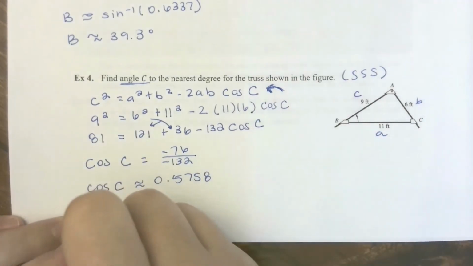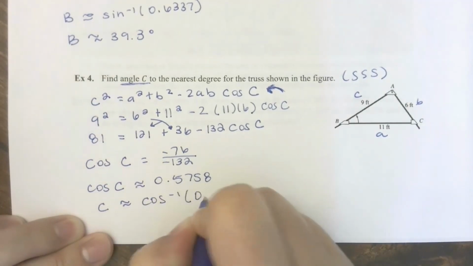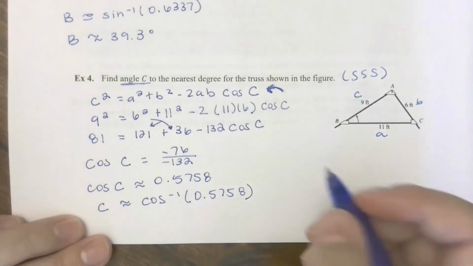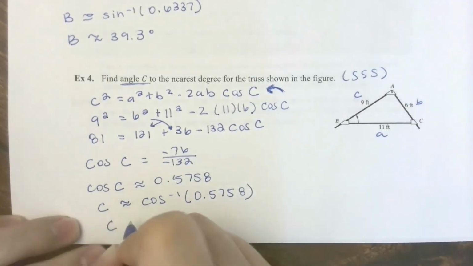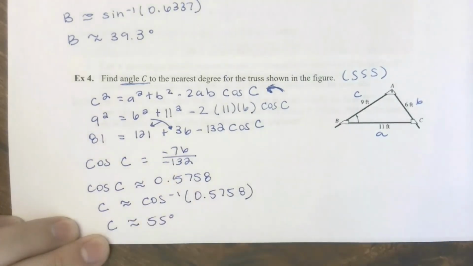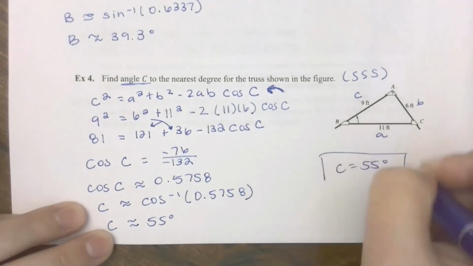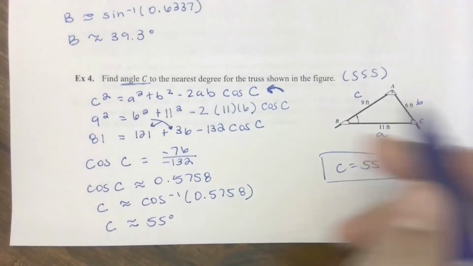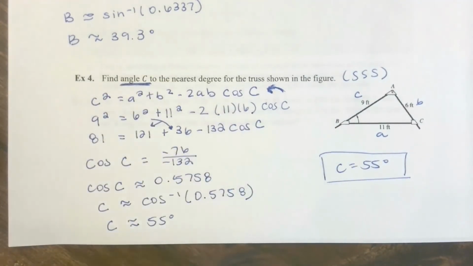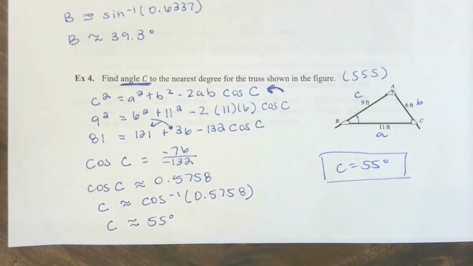And then again, we're looking for the angle C, so we're going to take the inverse. That means that C is approximately cosine inverse of 0.5758, which then gives me C is approximately 55 degrees. Okay, so C is 55 degrees, and that's all they wanted us to solve for, was angle C. If it says solve triangle, you have to find all of the measures. In this case, they only ask for one specific angle.